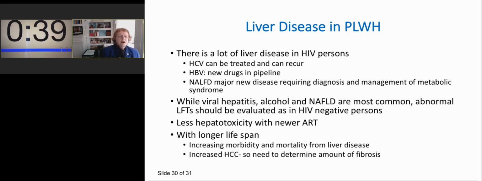And while viral hepatitis, alcohol, and fatty liver are the most common, abnormal LFTs should be evaluated as in HIV-negative individuals. There's less hepatotoxicity with newer ART, but with longer lifespan, there will be increasing morbidity and mortality from liver disease and increasing hepatocellular carcinoma. So we need to determine the amount of fibrosis.